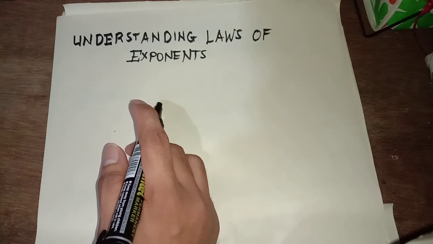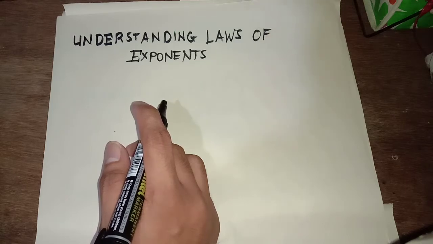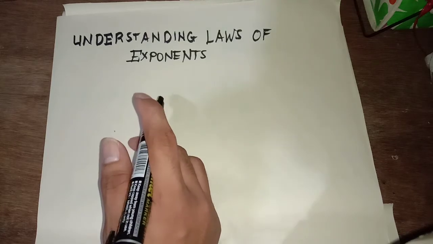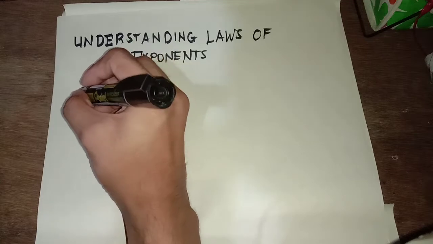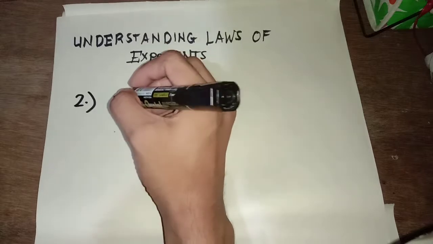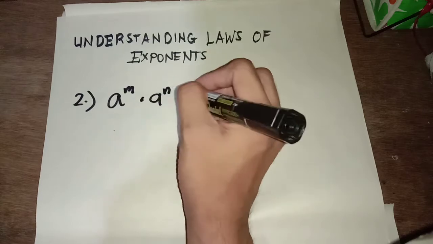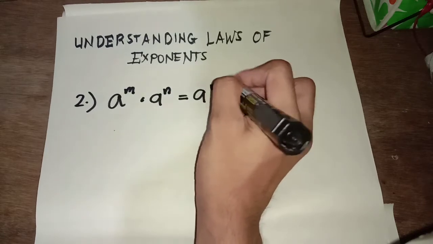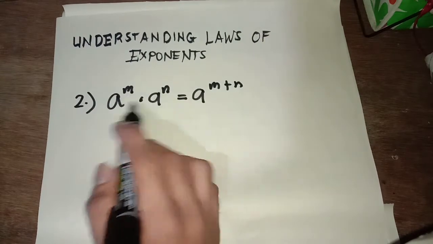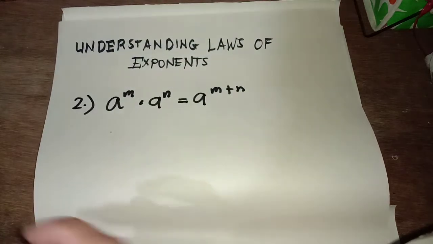We already introduced the first law, that is any number or variable raised to zero will be equal to one. Now let us continue to the second, that is a raised to m times a raised to n is equal to a raised to m plus n. This is the base, this is the exponents. As long as the bases are the same, we can apply this formula.